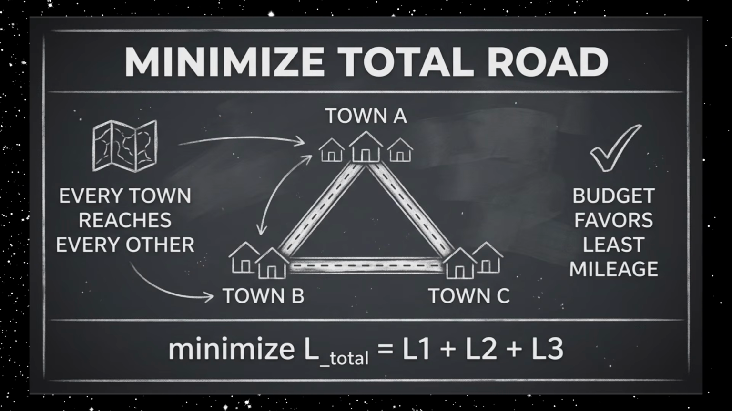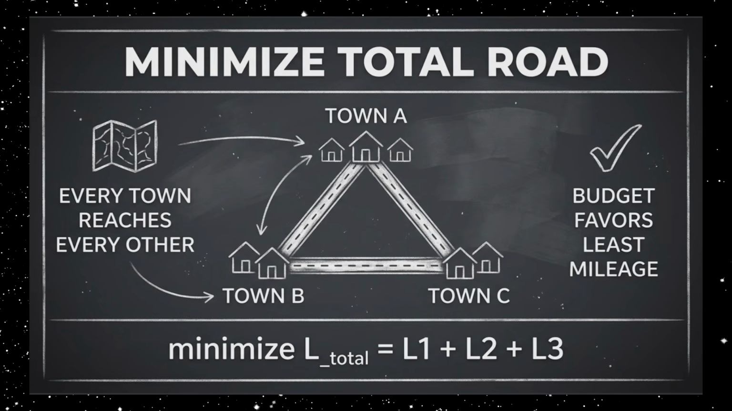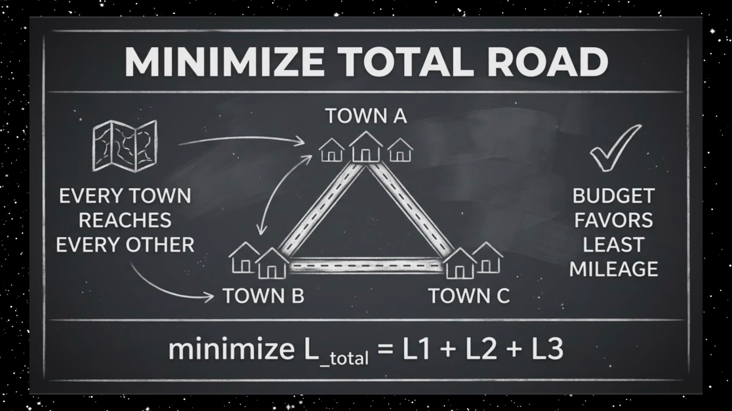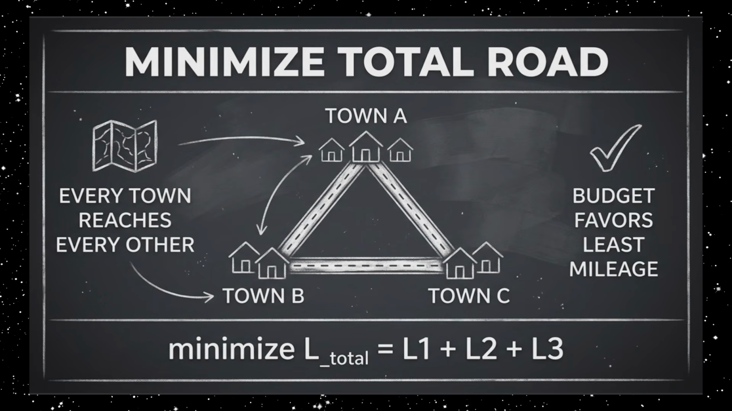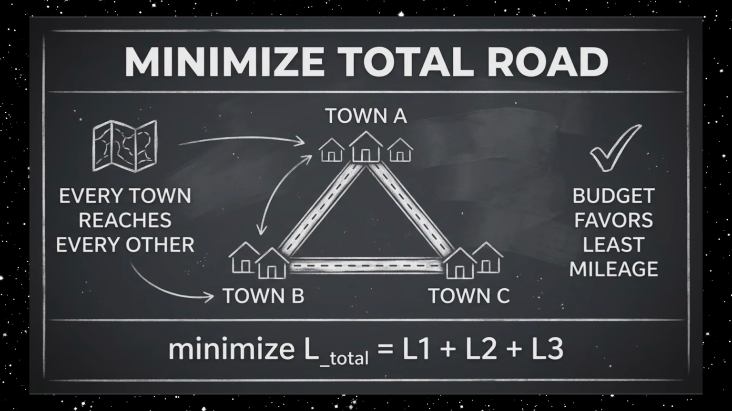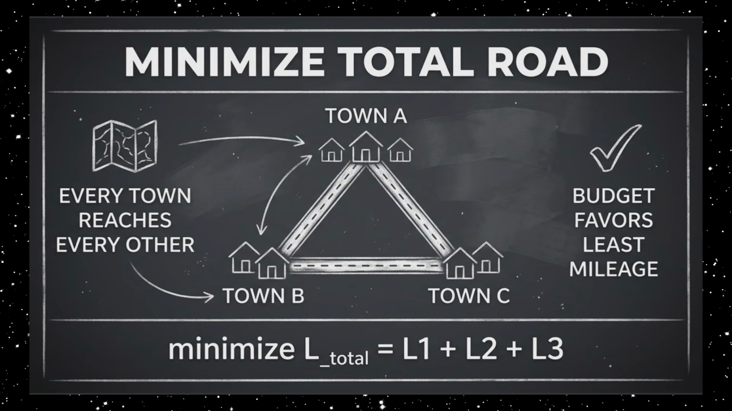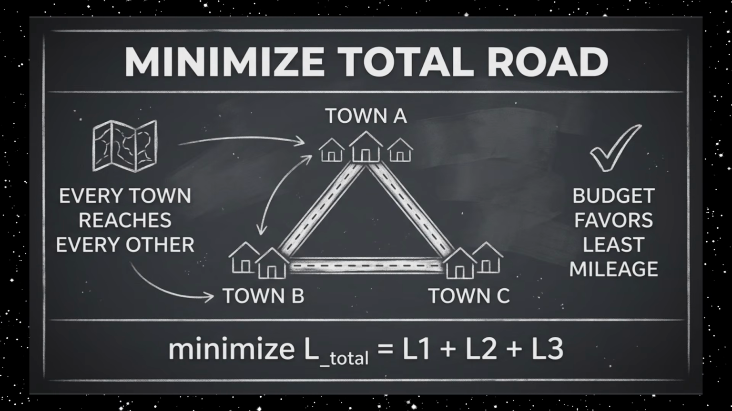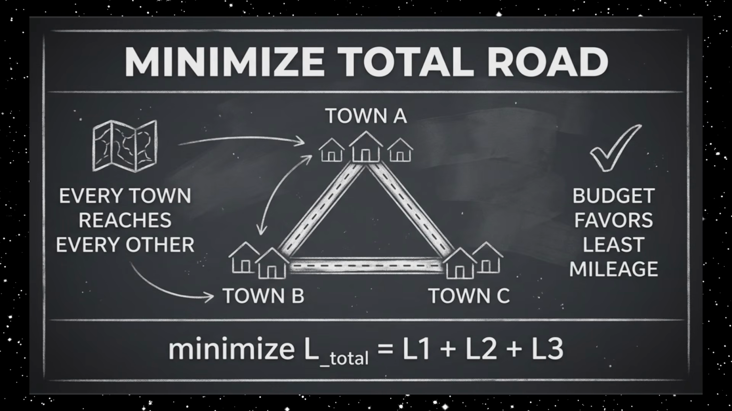You need to build roads connecting all 3 towns so that you can drive from any one to any other. And you want to use the least total road possible. You're on a budget. Every mile of road costs money, and you want to minimize the total.